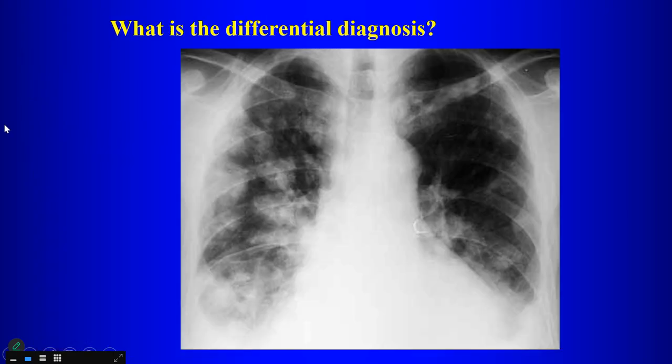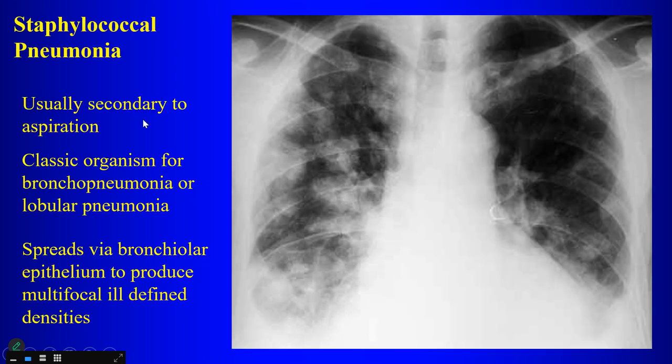Right? What's different about this, if I tell you this is pneumonia? It's multifocal, right? It's kind of patchy, bilateral. So what do we call this? We call this bronchopneumonia. And here the organism is typically staph, right? So staph pneumonia, usually secondary to aspiration. That's the classic organism for bronchopneumonia.